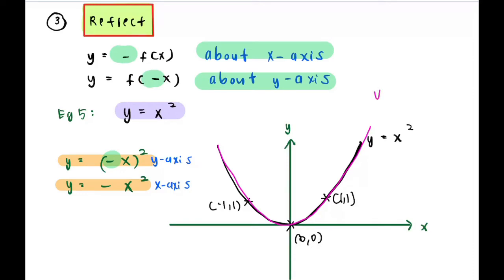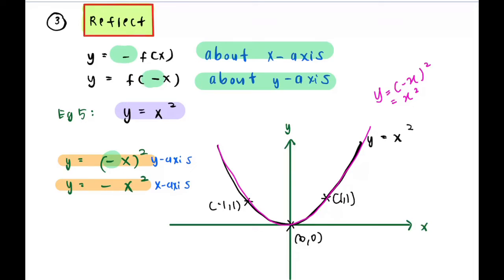So this is the graph of y equal to minus x squared, with the minus inside. Nothing will change because if you simplify this, minus 1 squared is equal to positive 1, and then x squared is equal to x squared. So you can see that both of them are the same graph.